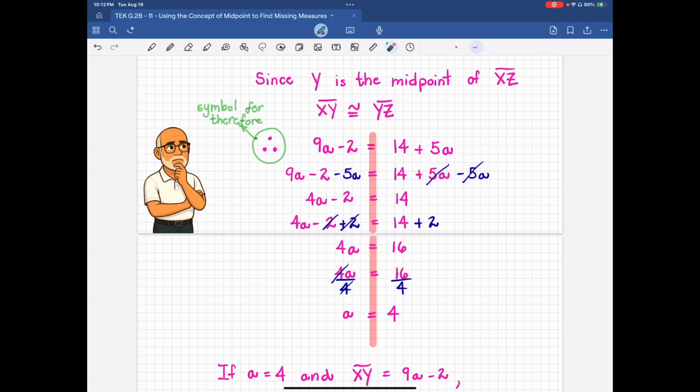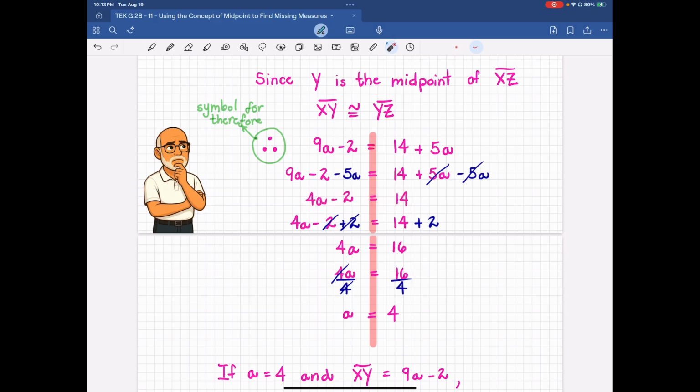So now I need to combine like terms. I need to simplify. So I'm going to take my 9a and my negative 5a, and that's going to give me my 4a. Now I bring down the negative 2, and I have 4a minus 2 is going to equal 14.